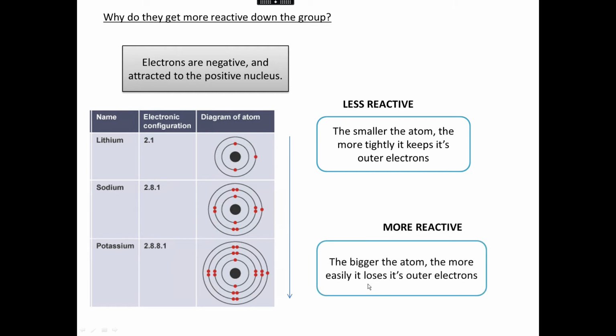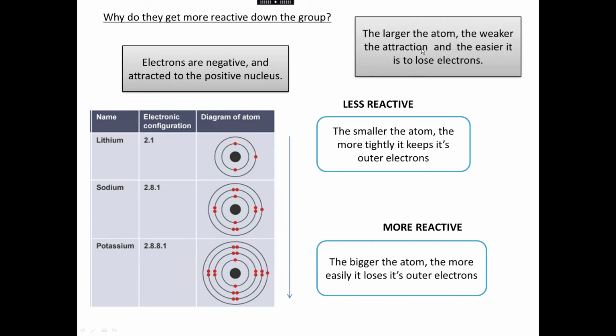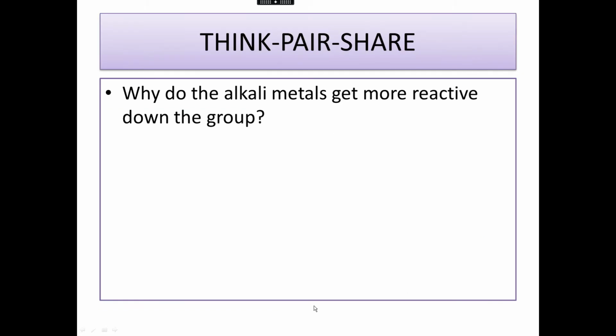As you move down the group, the atoms become bigger, the outer electron is further from the nucleus, therefore is more easily lost. Okay, so the larger the atom, the weaker the attraction between the nucleus and the outer electron, the easier it is to lose that outer electron.